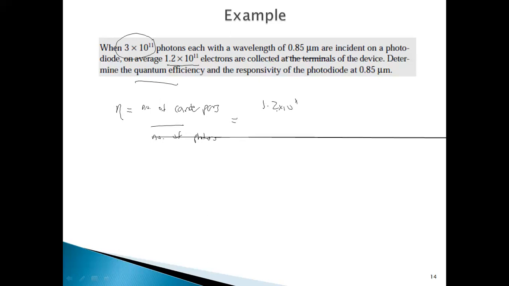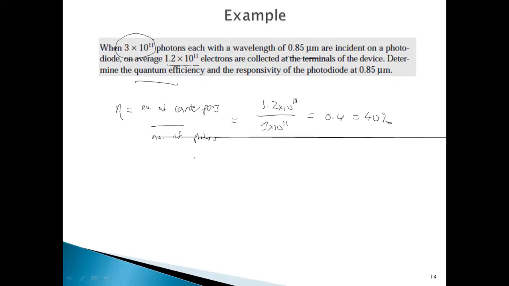We know from the information in the question that we have about 1.2 times 10 power of 11 carrier pairs, or electrons, and the number of photons incident is 3 times 10 power of 11 photons. Based on this, we can calculate that eta, the quantum efficiency, will be equal to 0.4, or in percentage, 40% quantum efficiency.